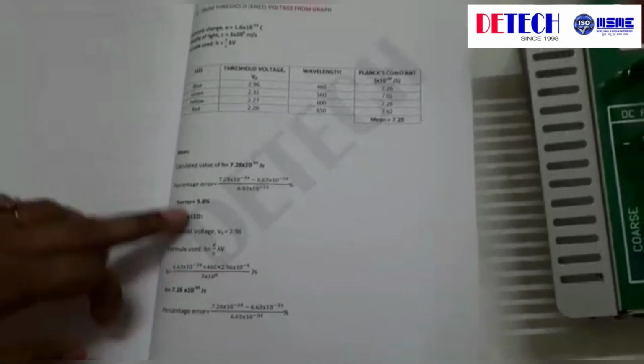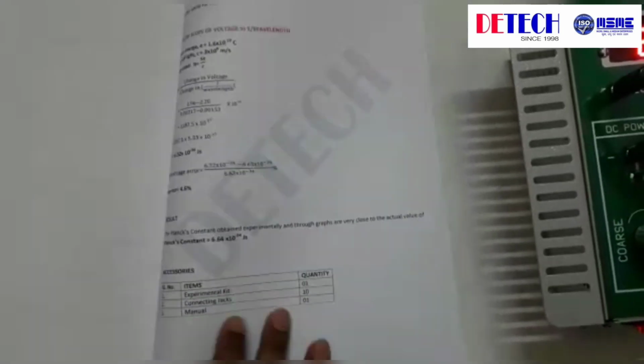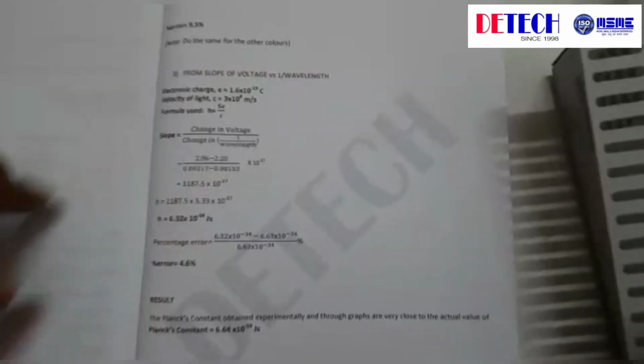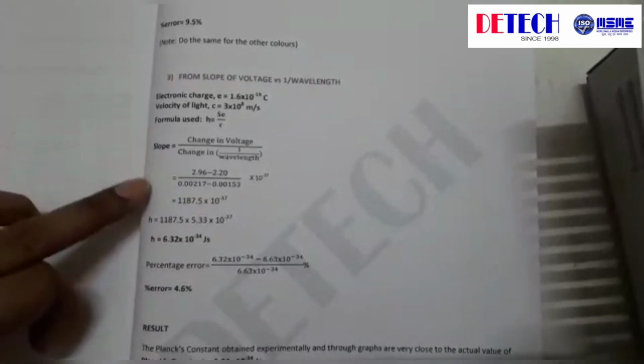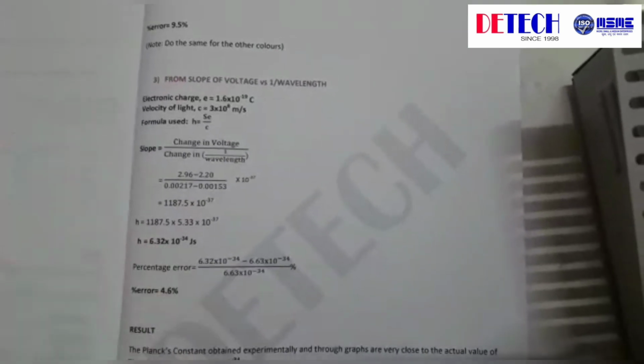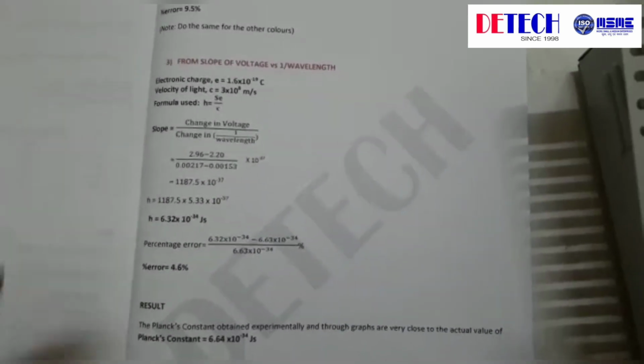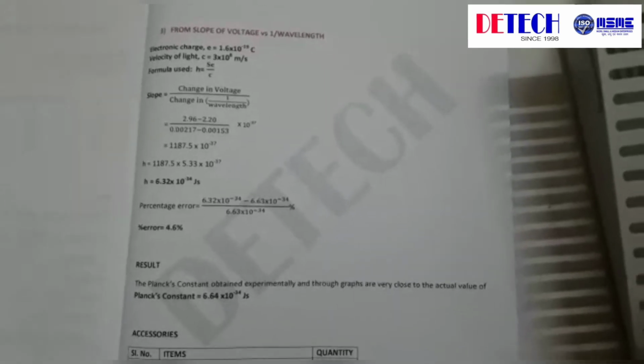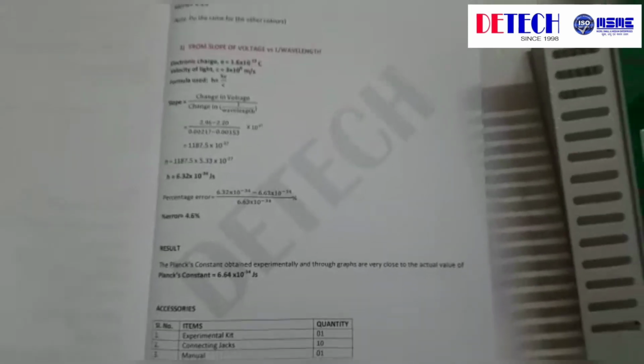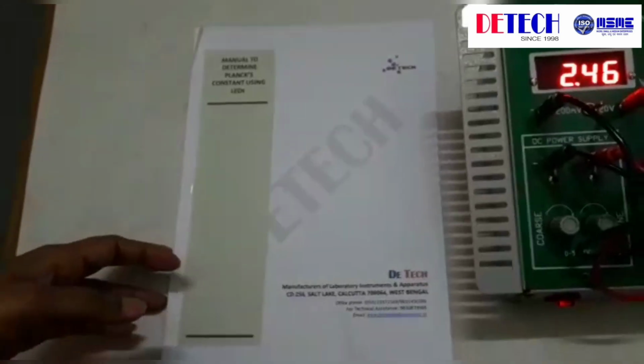You can also do this for individual LEDs. And from the slope of voltage versus 1 by wavelength, we are getting 6.32 into 10 to the power of minus 34 joule second, and the error is only 4.6%. So this concludes our experiment.